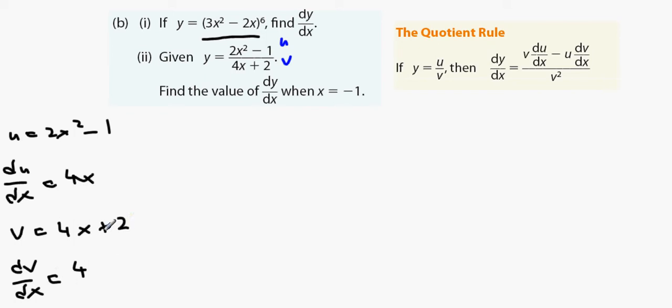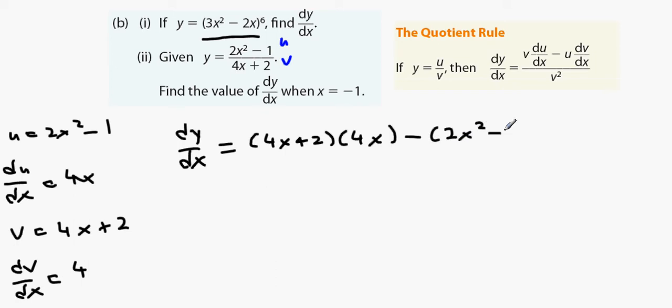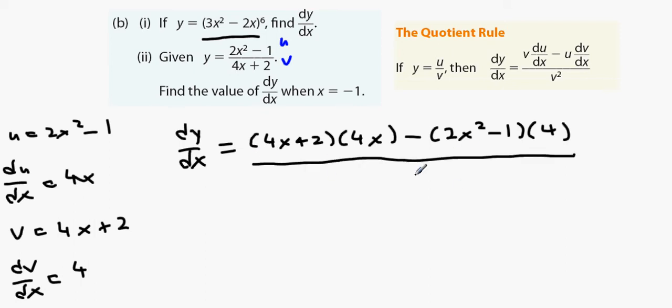Okay, now we're going to just put down what dy dx is. Dy dx is going to be v times du dx, which is 4x plus 2 times 4x, minus u times dv dx, which is minus 2x squared minus 1, times 4. Okay, and this is going to be all over 4x plus 2 squared.